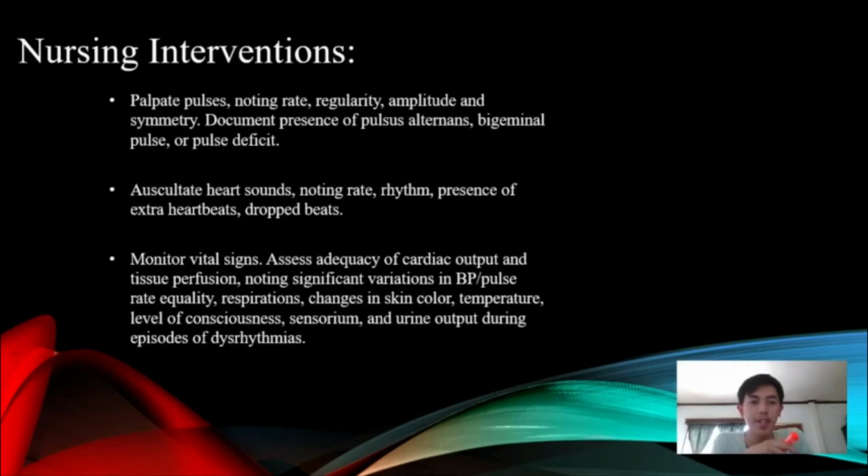Our nursing interventions for this would be to palpate pulses, noting the rate, regularity, amplitude, and symmetry. Document presence of pulses, alternans, bigeminal pulse, or pulse deficit. Auscultate the heart sounds, noting its rhythm, presence of extra heartbeats, and dropped beats. Monitor vital signs, assess adequacy of cardiac output and tissue perfusion, noting significant variations in BP or pulse rate equality, respirations, changes in coloration, temperature, level of consciousness, sensorium, and urine output during episodes of this.